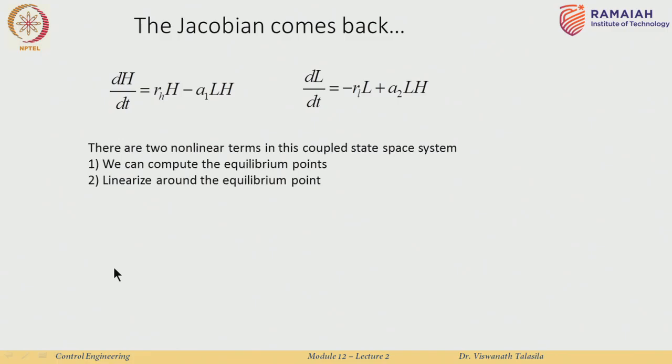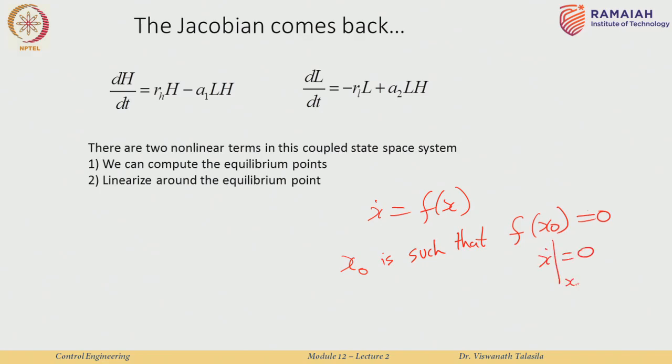So, the way you compute the equilibrium points, we have seen before for a system of the type x dot equal to f of x. An equilibrium point x naught is such that when you evaluate the function f at x naught, it is equal to 0, which is basically saying that x dot equal to 0 when evaluated at x naught. We are going to do the same here: we set each of these equations equal to 0, and we will see what is the solution of these two equations.